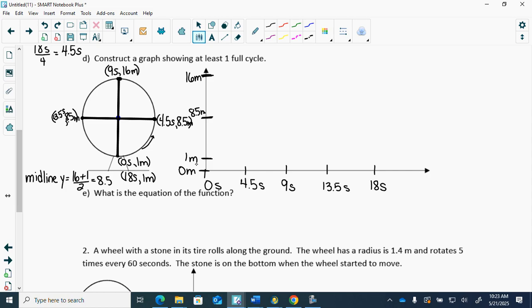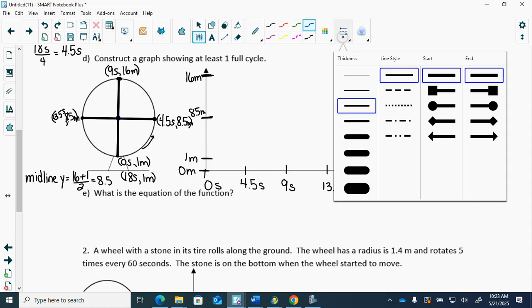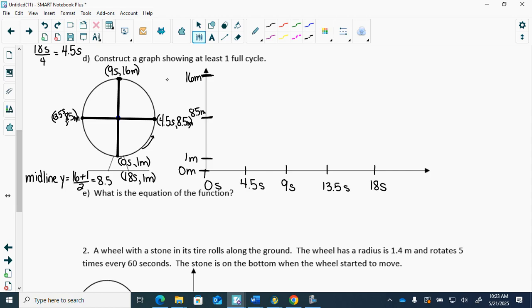Then we can plot those coordinates. So we have 0 seconds, 1 meter. 4.5 seconds, 8.5 meters. 9 seconds, 16 meters. 13.5, 8.5.